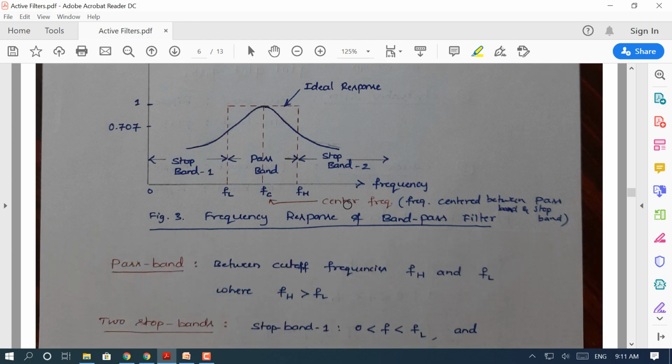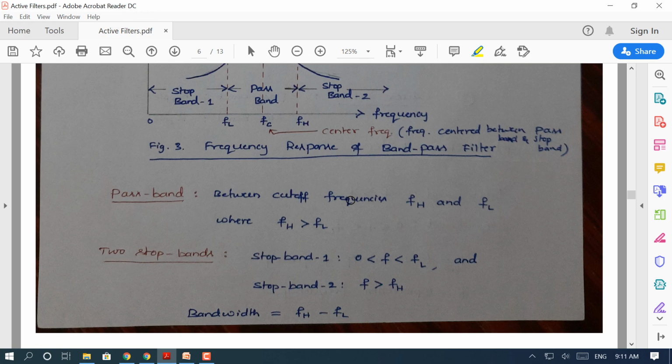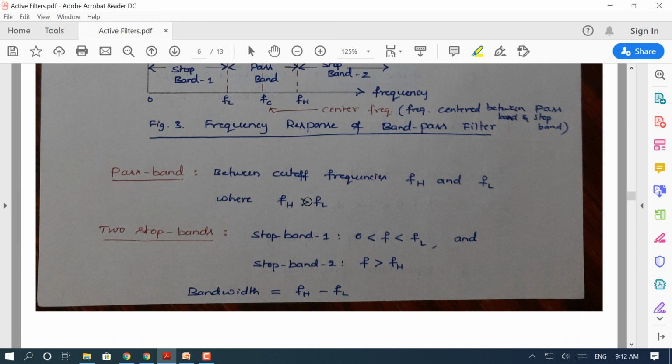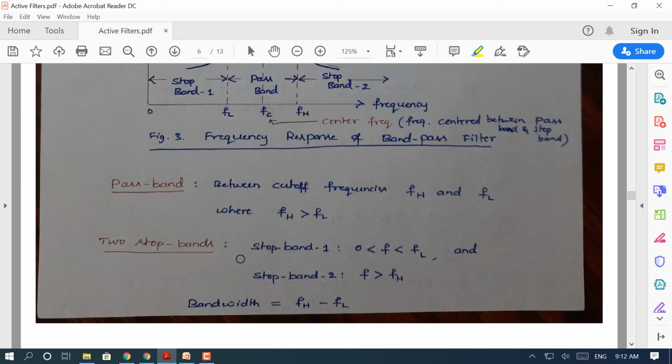The same has been mentioned here in the points. And bandwidth is FH minus FL. The difference between the higher cutoff frequency and the lower cutoff frequency gives me the bandwidth of the band pass filter. The observation here is that in the band pass filter there is only one pass band, but there are two stop bands.